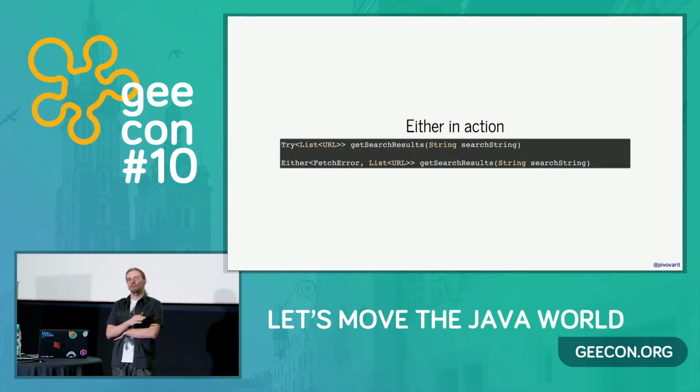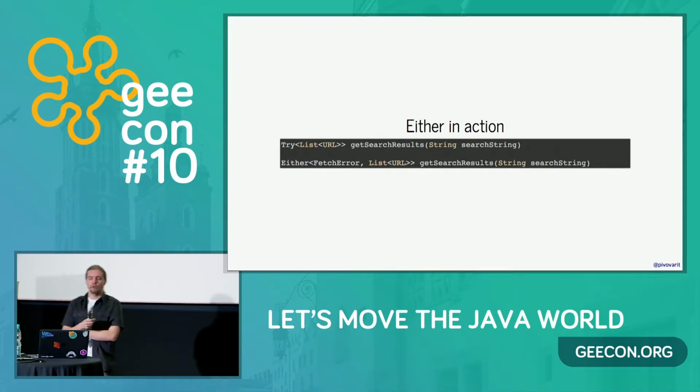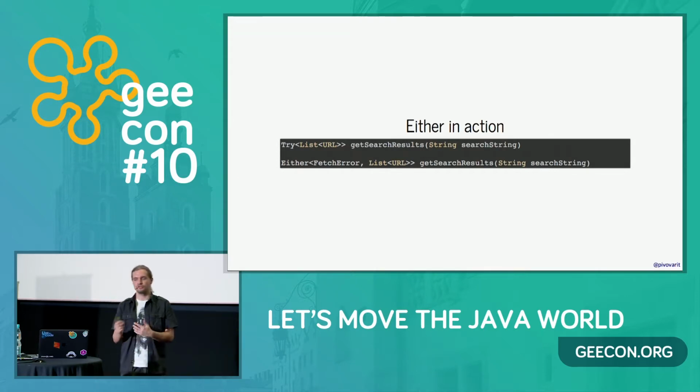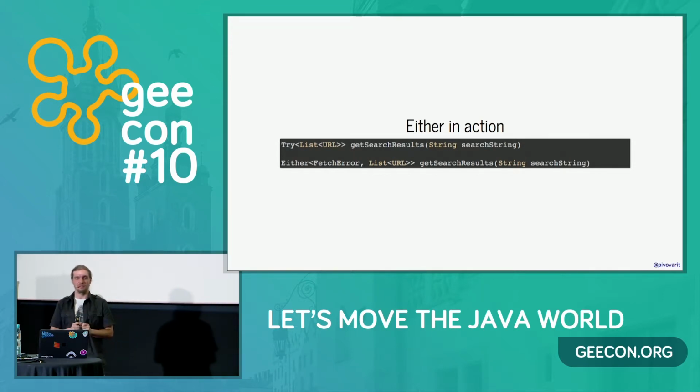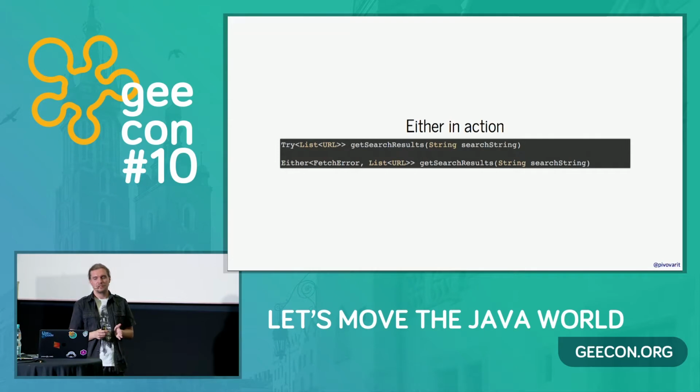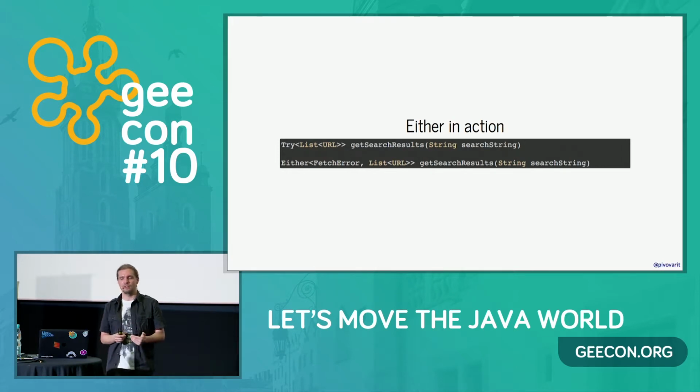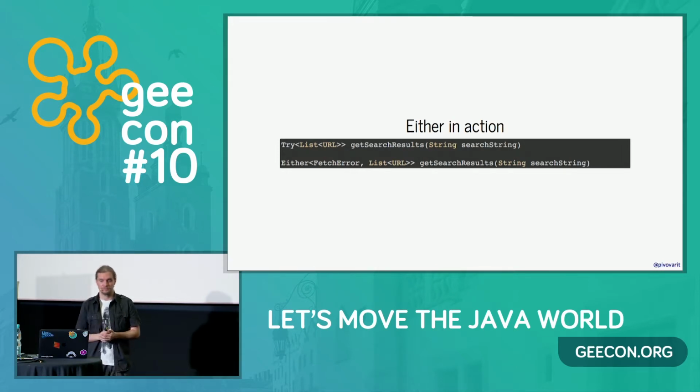So how does it look in action? Let's take our previous example of getSearchResults that returns a Try with the list of URLs, and let's try to rewrite it using an Either. In such a case, as you can see now, we are getting quite a lot of types in there. We simply return an Either that can hold either a FetchError or a list of URLs.